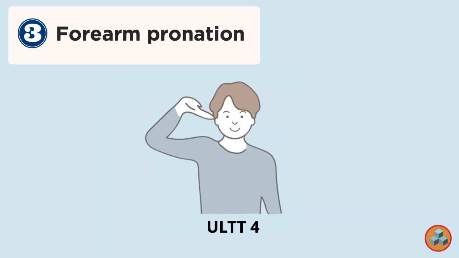Option 3, forearm pronation. Forearm pronation is not a critical component of ULTT1, which uses forearm supination instead. As for ULTT4, some resources do suggest forearm pronation as a component, while others suggest supination. Since forearm pronation is clearly not required for ULTT1, it cannot be the movement restriction affecting both tests.